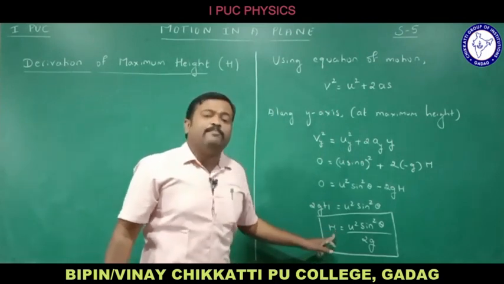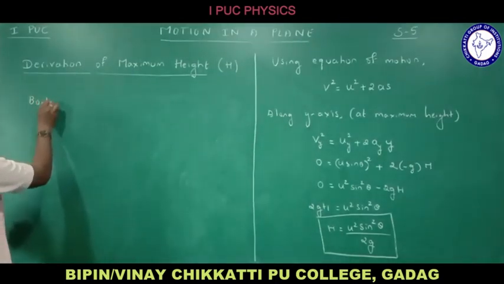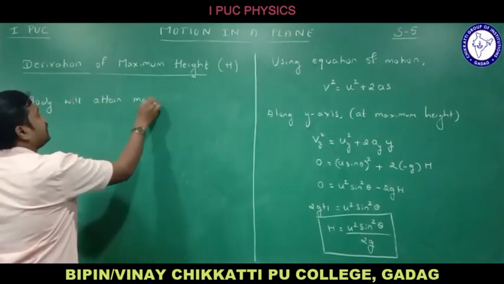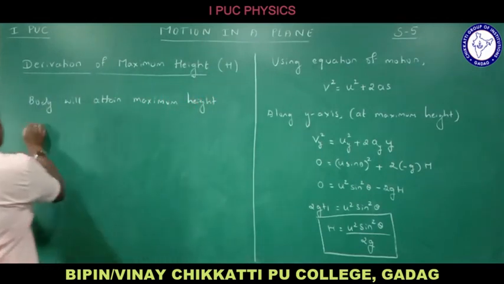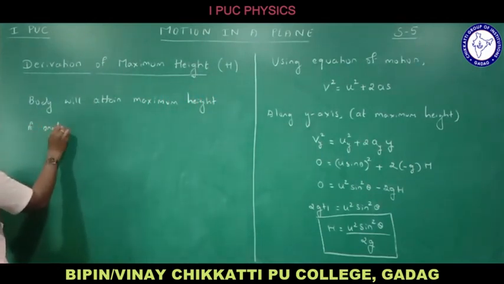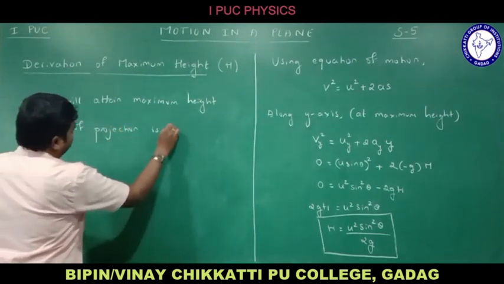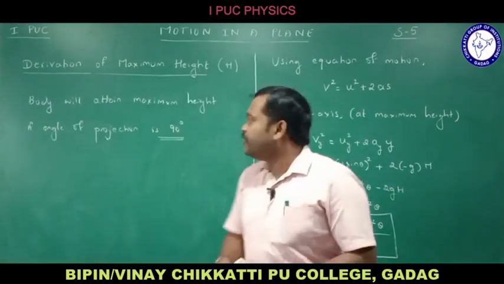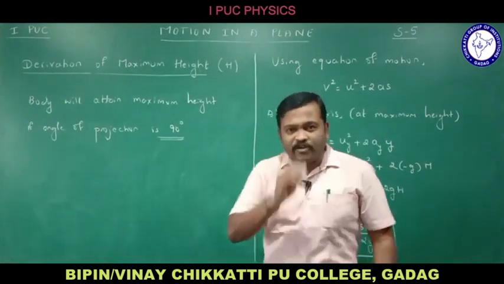So if theta is equal to 90 degree, the body will reach the maximum height. We can write like this: body will attain maximum height if angle of projection is 90 degree. Do you understand? This will be one more question, right? When will the body attain the maximum height? If the angle of projection is 90 degree, it will attain the maximum height.